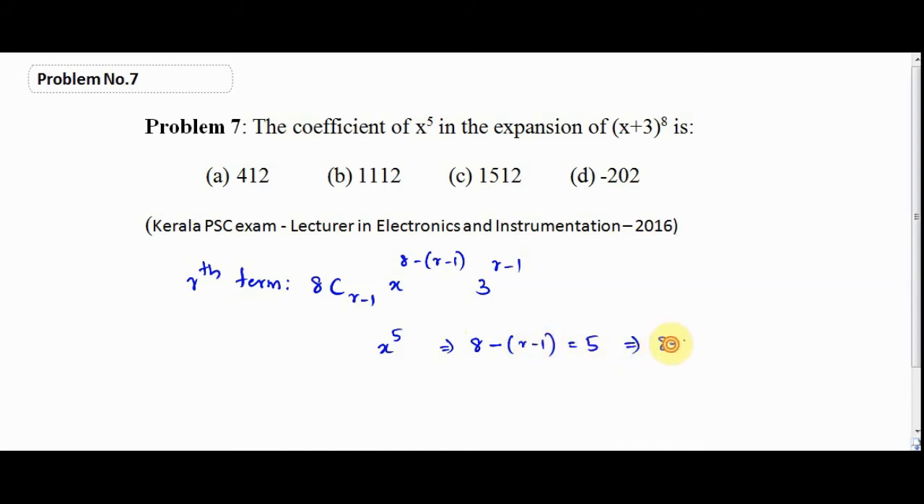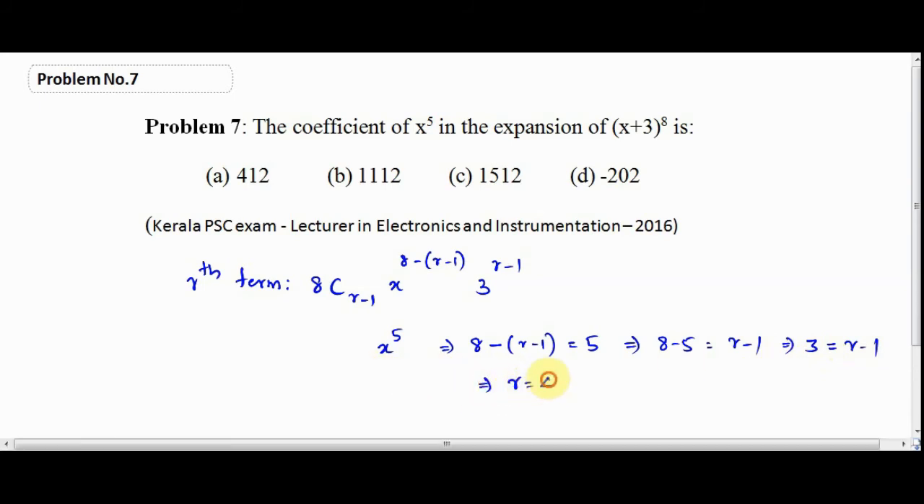So 8 minus 5 will be equal to r minus 1, and this implies that we have 3 equal to r minus 1. So this implies that the r value is 4. So it is the fourth term in the expansion which has got x raised to 5. So let's see what will be the fourth term.